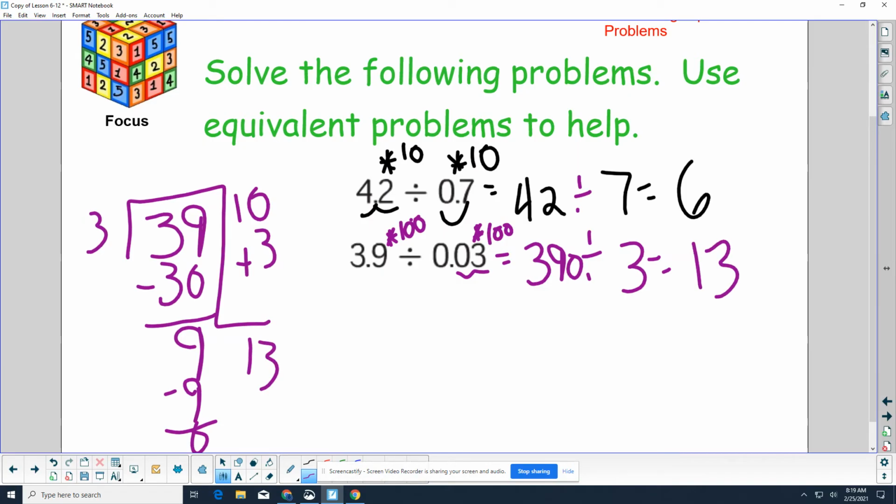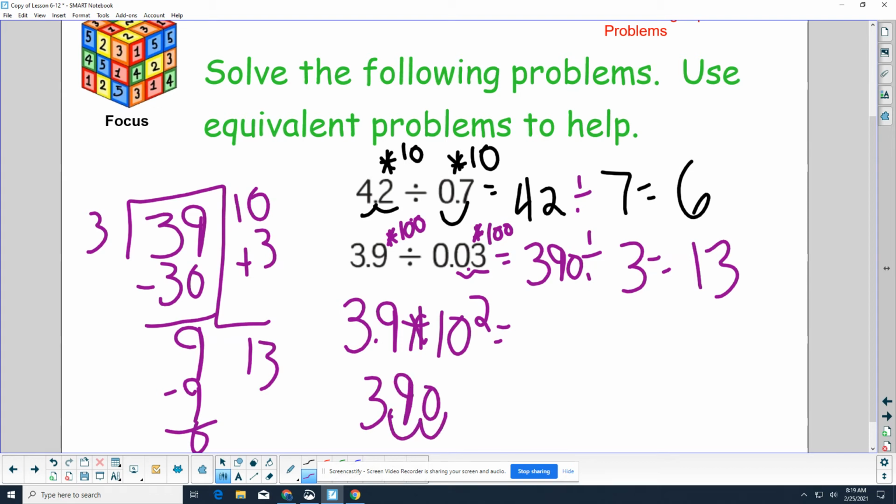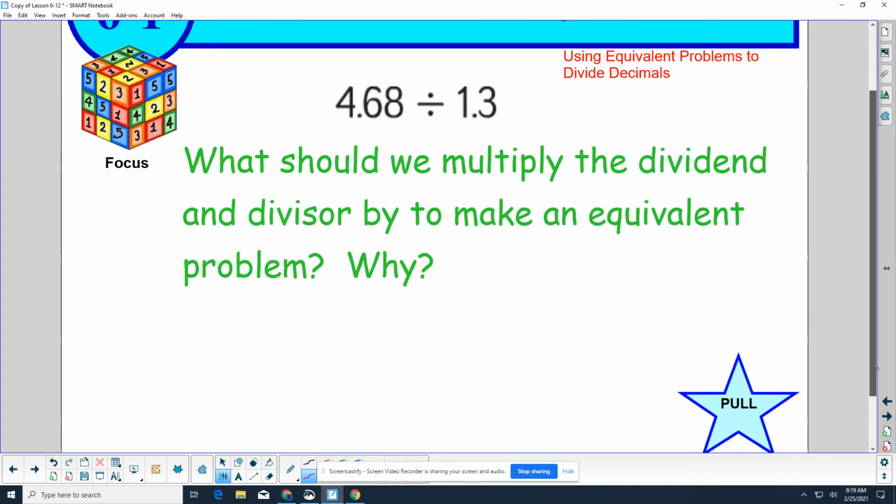Okay, so the goal is to first look at your divisor, make your divisor a whole number. In this case, I see that I had to move up 2 place values or multiply by 100. So then I had to move up 2 place values or multiply this by 100. And when I multiply 3 and 9/10 by 100, or 10 to the second power, I move my decimal to the right, and I end up with 390. So always look at the divisor first. That will tell you the changes that you need to make.